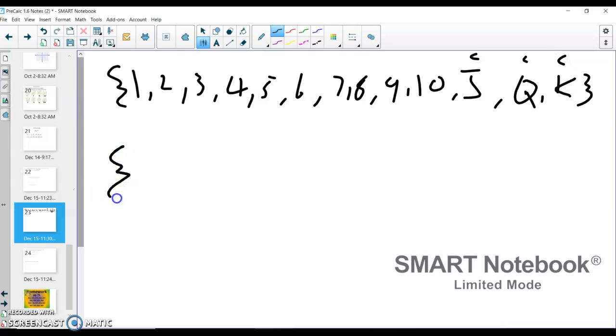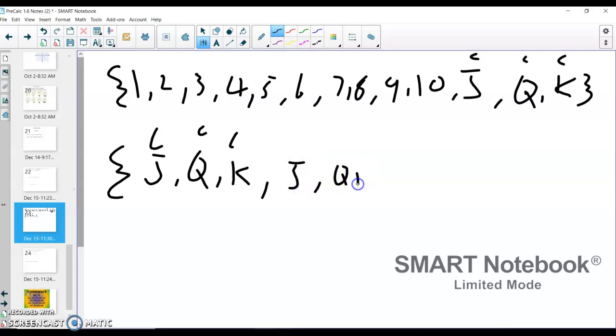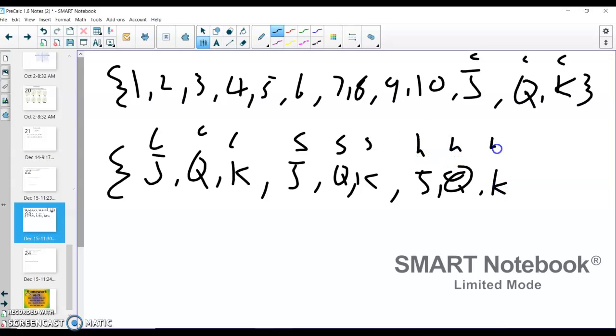All right. And so writing out all the face cards, well, I have jack, queen, king of clubs, and I'm putting a C over top for clubs. I have jack, queen, king for spades. I have jack, queen, and king for hearts. And I have jack, queen, and king for the diamonds. So these are my two sets, all the face cards in a deck and all the clubs in a deck.